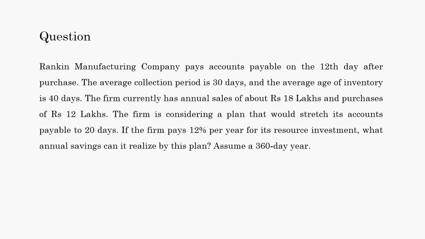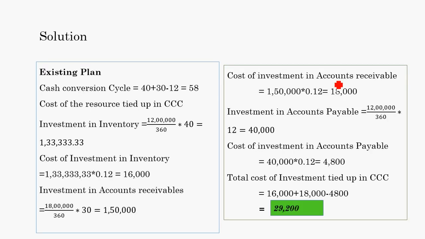Now let's start with calculating the cash conversion cycle. So the cash conversion cycle here is average age of inventory plus average collection period minus average payable period, which is 58 days. Now what we're going to look at is the amount that is being tied up in these areas. For example, the amount tied up in inventory, the amount tied up in accounts receivable, and the amount that you have with you by delaying your payment. Those are the things we are going to calculate to find the total amount that is being held up in your current assets.